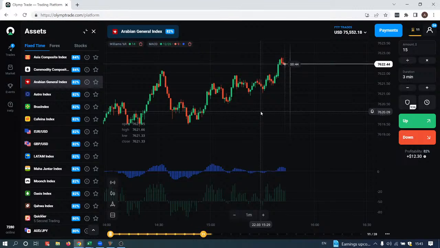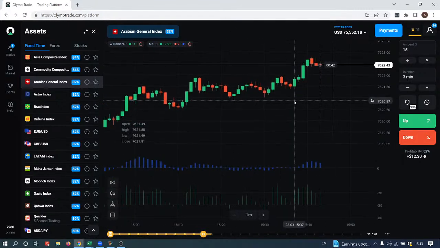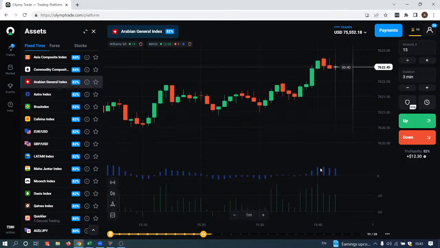Okay, so explain this strategy again. Guys, what you need to do is identify a moment of time, for example on this chart, Arabian General Index. What do these two indicators suggest? They suggest an up trade because both histograms are above the central lines. The green one is above the central line here, above the -50 line, and this one is above the 0 line, which is also the central line for this indicator.